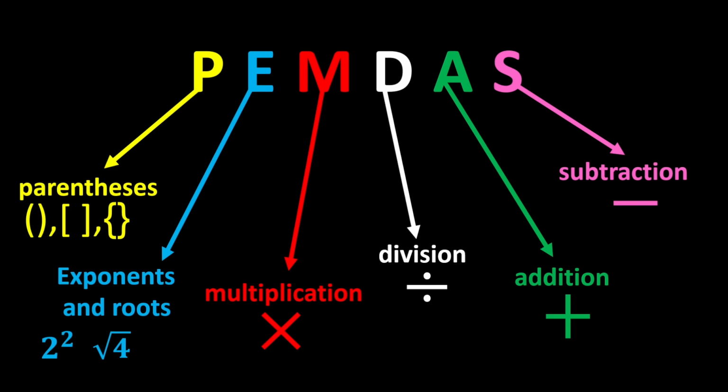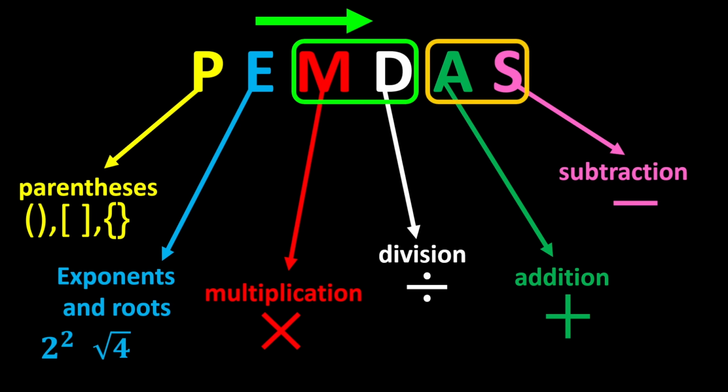According to PEMDAS, in any mathematical expression, we first calculate parentheses, then exponents and roots, then multiplication and division, and finally addition and subtraction. Remember that multiplication and division have equal priority. In any expression that has both multiplication and division, we move from left to right and perform whichever we reach first. This rule also applies to addition and subtraction.